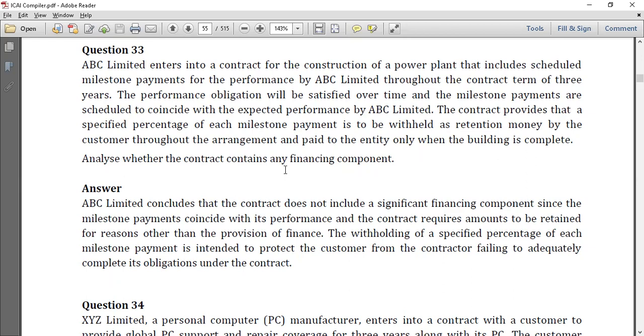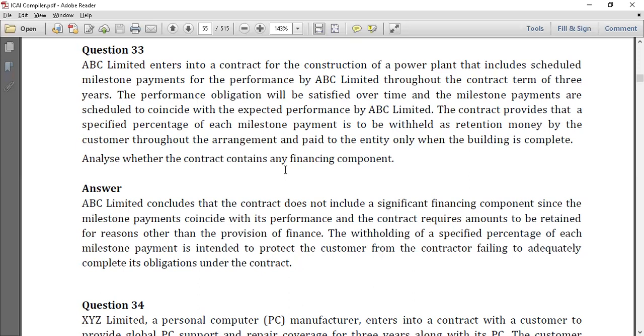So here, what he is asking us is whether the contract contains a financing component or not. You can say no, this doesn't have a financing component, because why is the retention done? It is to protect the customer.